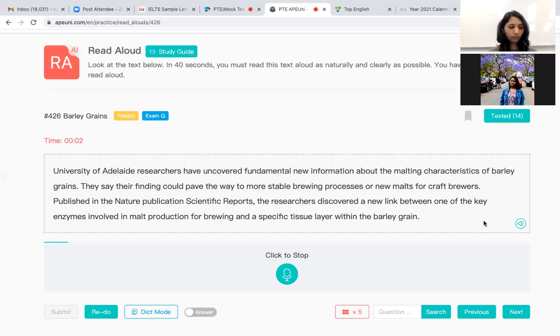University of Adelaide researchers have uncovered fundamental new information about the malting characteristics of barley grains. They say their finding could pave the way to more stable brewing processes or new malt for craft brewers. Published in the Nature publication Scientific Reports, the researchers discovered a new link between one of the key enzymes involved in malt production for brewing and a specific tissue layer within the barley grain.